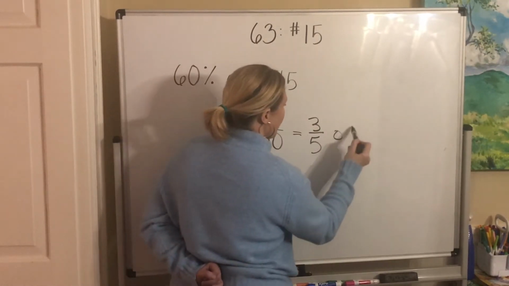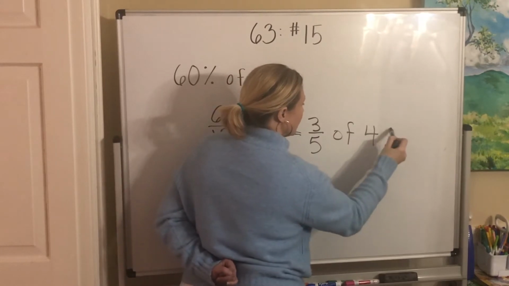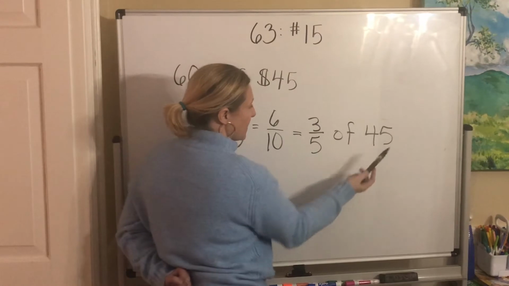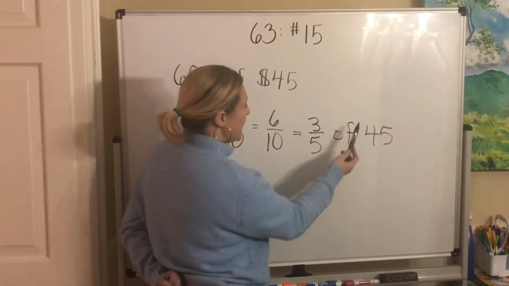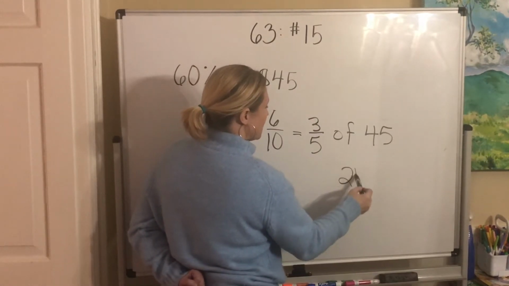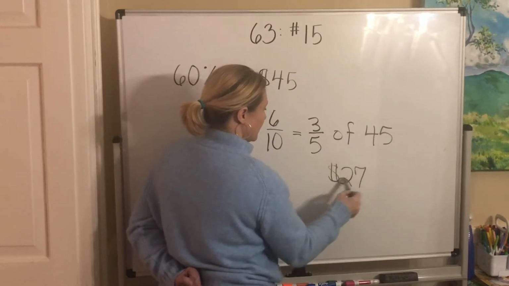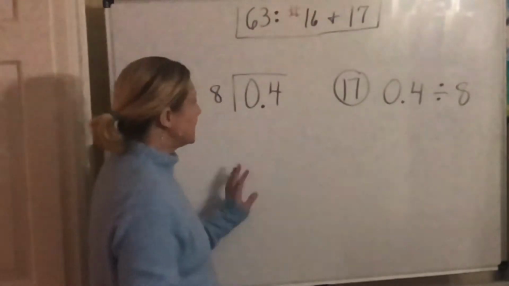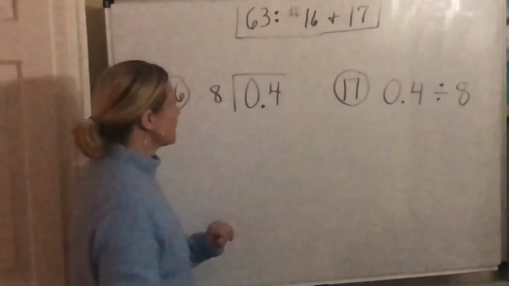3/5 of 45 is really easy. 5 goes into 45 9 times, and 9 times 3 is 27. $27. Now let's do 16 and 17 together.